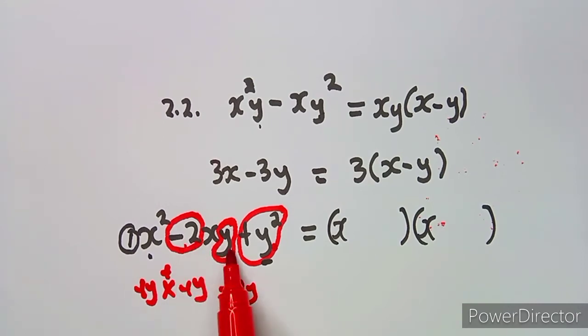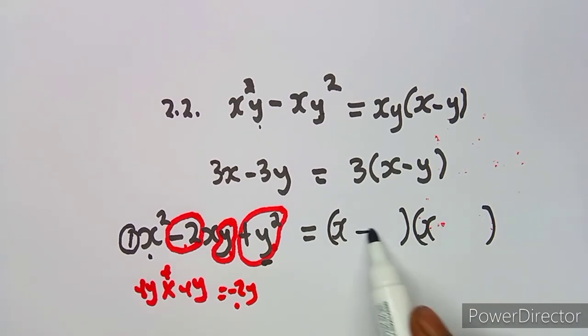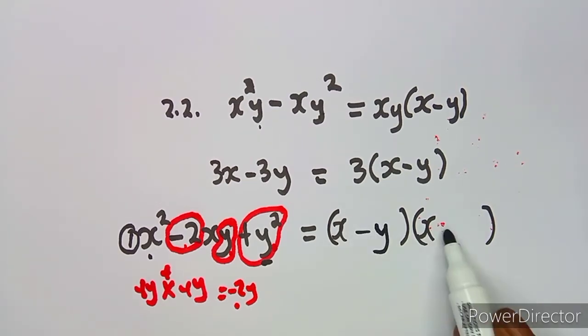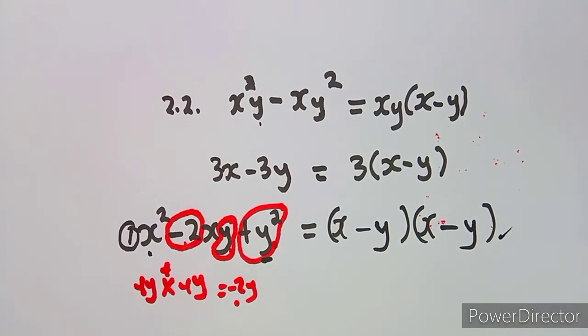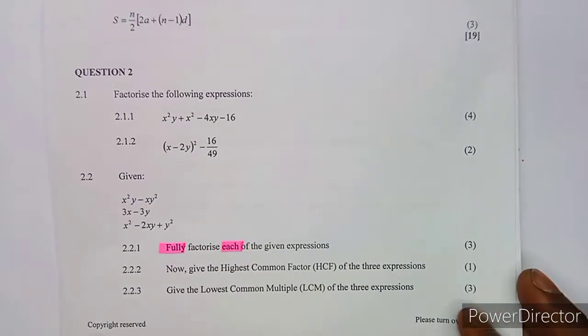So this is the part that I want. These are the two terms that you're talking about, which is minus y and minus y. So it's going to be x minus y like that. All right, so that's what we are having, guys. We have factorized the terms like what we're given. So we are sure and guaranteed that we've got these 3 marks.